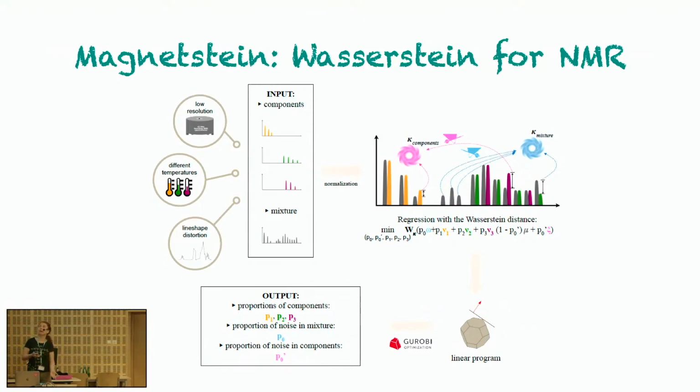Now, applying our Wasserstein matrix and Wasserstein regression, you can deconvolve the spectra. And the tool is called Magnetstein because of magnetic nuclear resonance. Our collaborators are extremely happy to have it to analyze. And what's important, the problem can still be formulated as linear programming, and we can efficiently solve it by a simplex method.